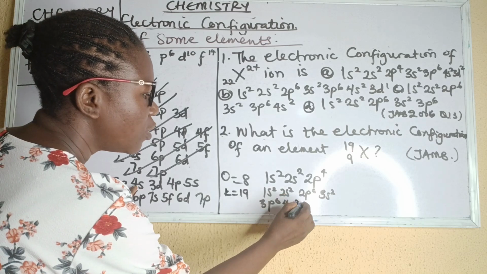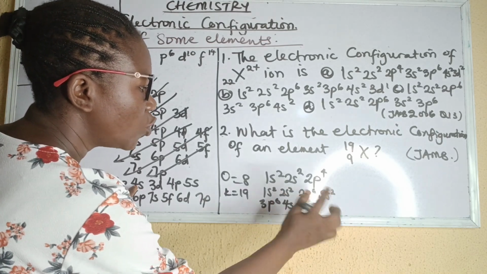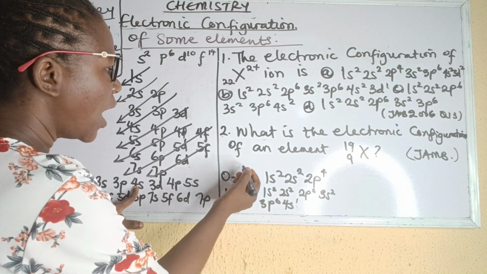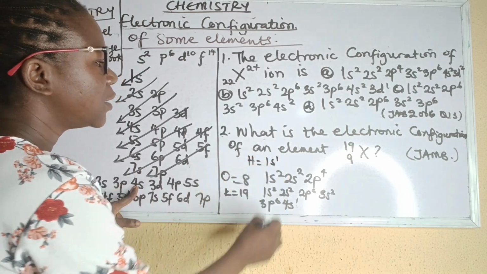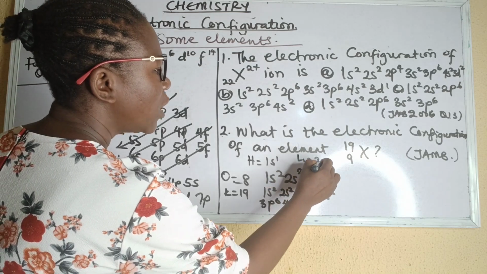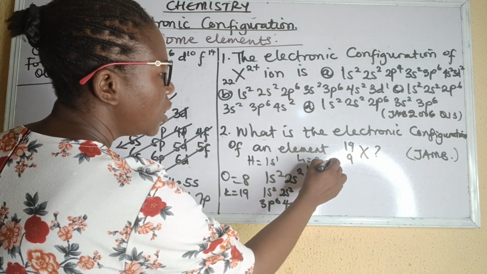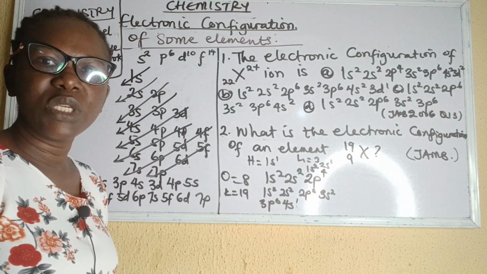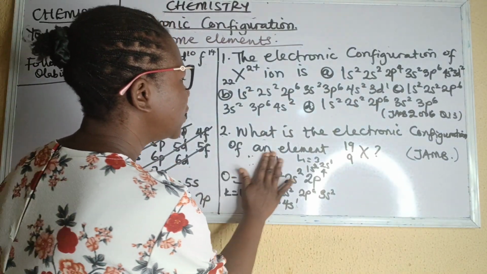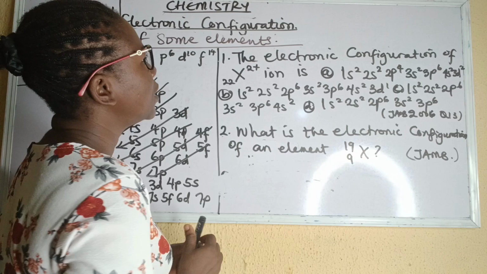If it's calcium, it will be 4s2. That's making it 20. If it's potassium, it's 4s1. So if we want to write for hydrogen, for instance, hydrogen is just 1s1. For lithium, which is number 3, we have 1s2, then the remaining one goes to the 2s energy level. And with that, we can answer these questions conveniently.